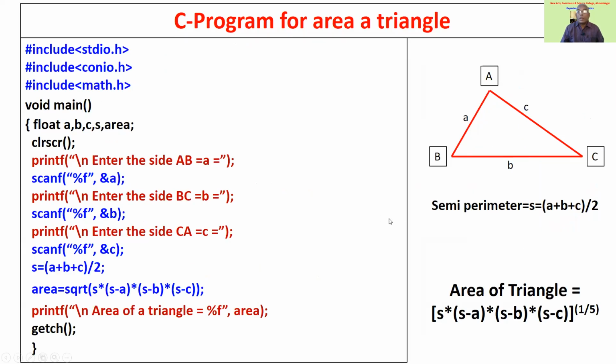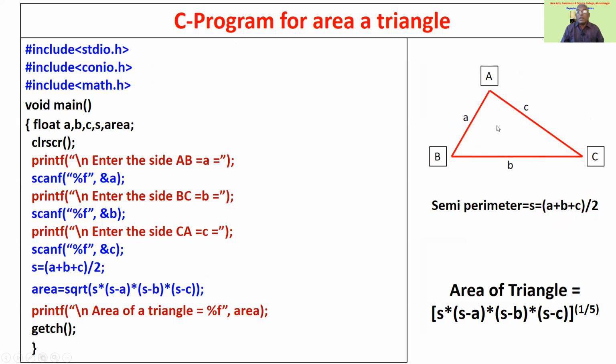Now I will show you another program. This is the program for area of a triangle. See, this is my triangle ABC. Now in this triangle ABC, side AB is A, side BC is B, and side CA is C.